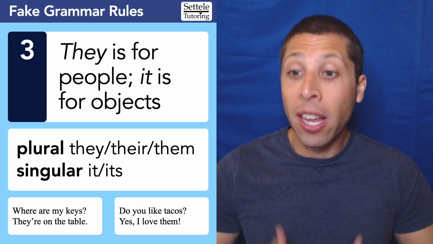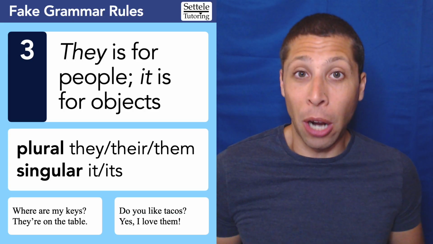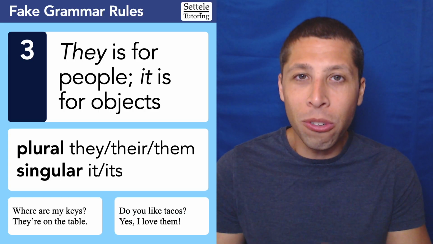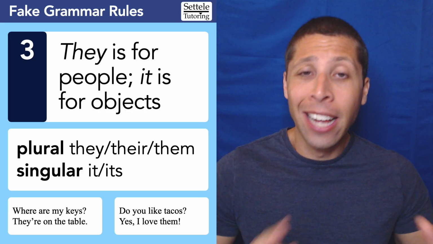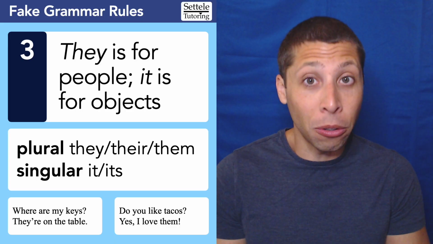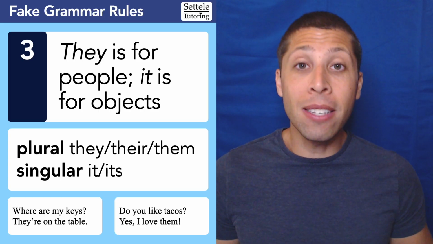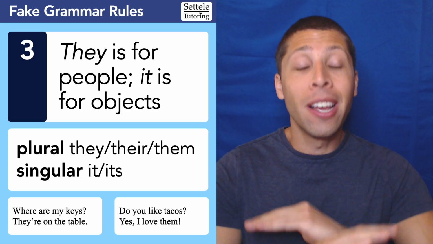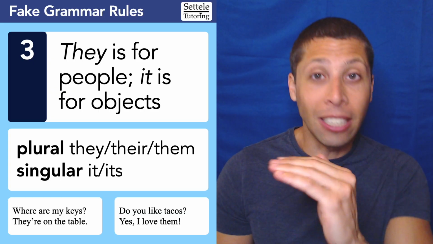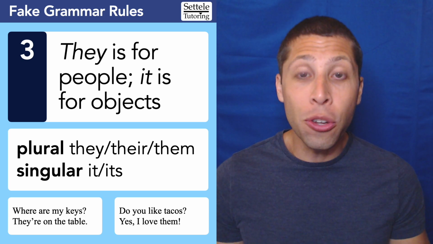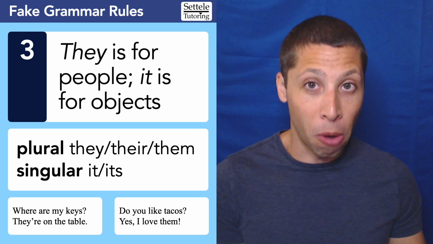Do you like tacos? Yes, I love them. Again, we're talking about tacos. We're not eating people, I would hope. We're talking about tacos. So we use the words they, their, and them all the time, literally every day, to talk about objects in plural form that are not people. So I don't know why this rule exists in people's brains, but it does. So hopefully if that's something you thought, now you don't. This is important for the SAT because they will occasionally test singular and plural pronouns, and it has nothing to do with whether we're talking about people or objects. It has everything to do with whether it's one thing or multiple things.